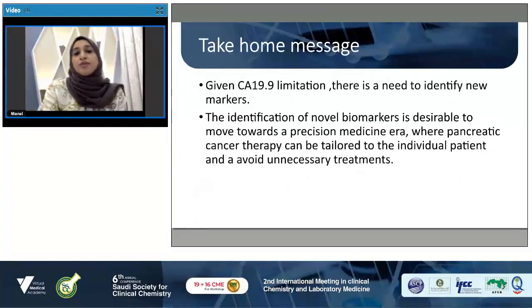Given the limitations of CA19-9, there is a need to identify new markers. The identification of a novel biomarker is desirable to move toward the precision medicine era, in which pancreatic cancer therapy can be tailored to the individual patient and avoid unnecessary treatment. Please remember all the cases, pitfalls, and clinical caveats.